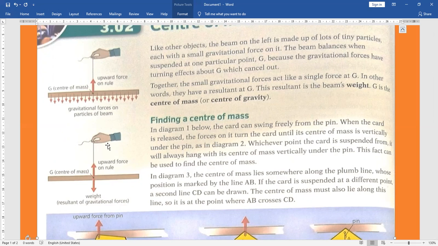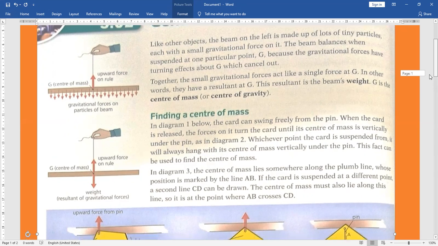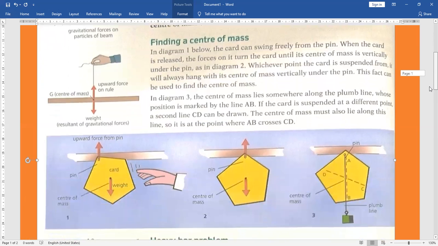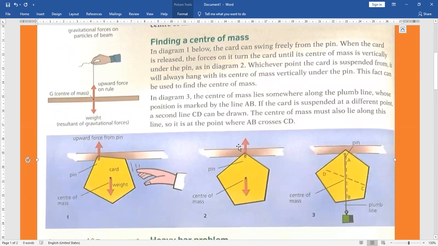In diagram 1 below, the card. Now I'm showing that thing. Now in this figure, you can see the shape of the card is irregular. It is not regular. So if you position it in such a way as in diagram 1, we are studying that the card can swing freely from the pin.